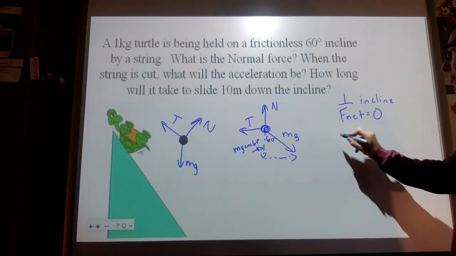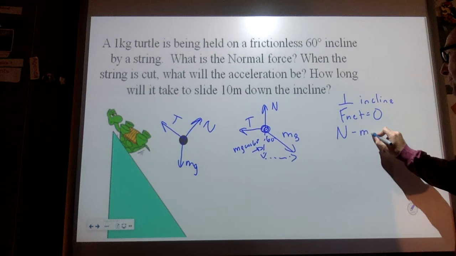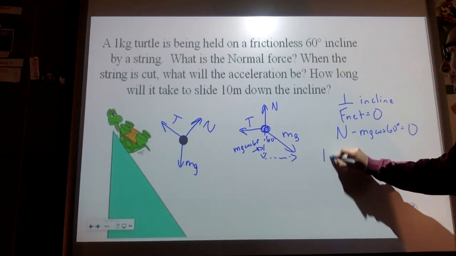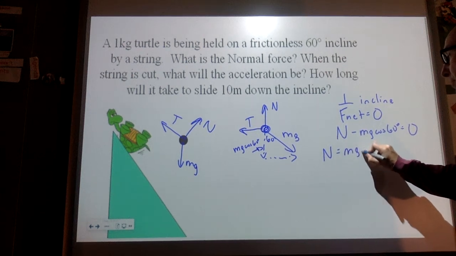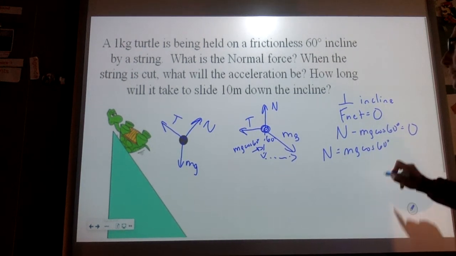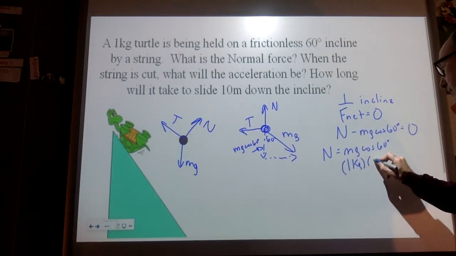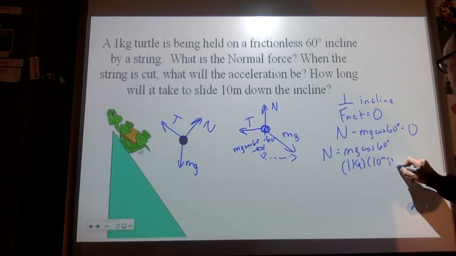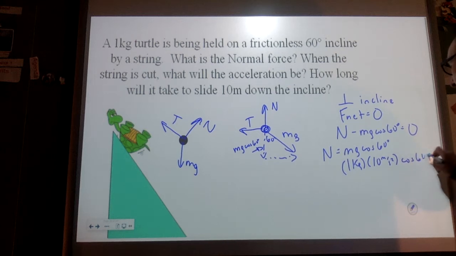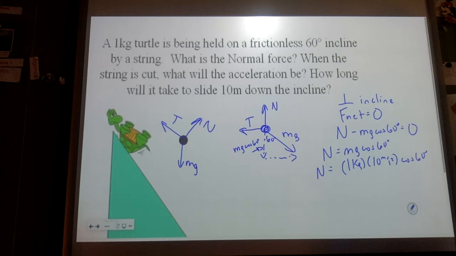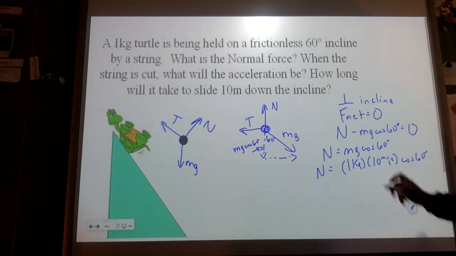Fnet is equal to 0, N minus mg cosine 60 is equal to 0, N is going to be equal to mg cosine 60. So this is going to be 1 kilogram times 10 meters per second squared times cosine 60 is our normal. So cosine 60 would be 1/2. 10 times 1/2 would be 5.